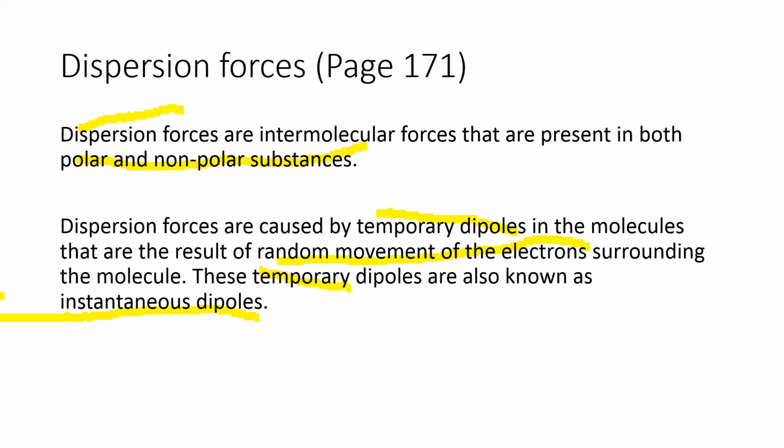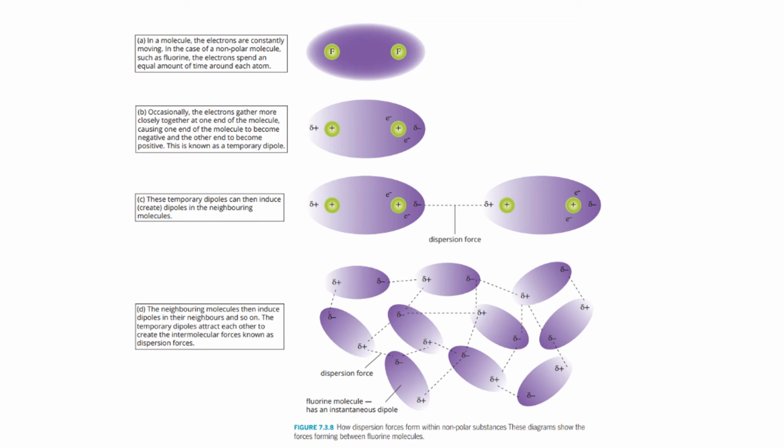So what does it look like? If you look at this particular diagram here from the textbook, it says in the molecule, the electrons are constantly moving. In the case of non-polar molecules such as fluorine, the electrons spend an equal amount of time around each atom. Occasionally, the electrons gather more closely together at one end of the molecule, causing one end to become negative and the other end to become positive. This is known as a temporary dipole.